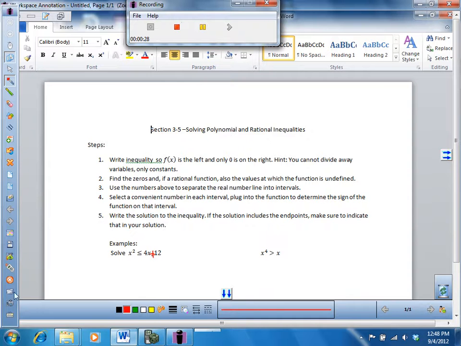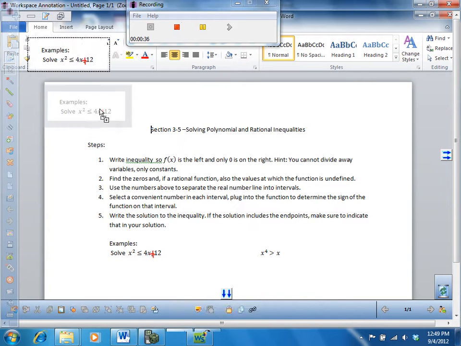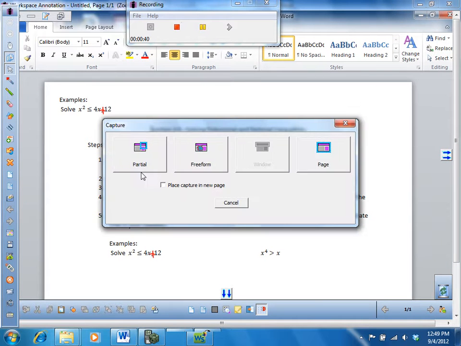Okay. So we're going to take a picture of this. Make it bigger, solve. Okay, so that should, what's that, man? Let me try that again. Place capture the page. Partial.